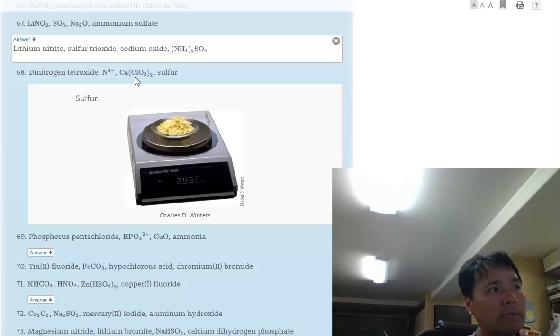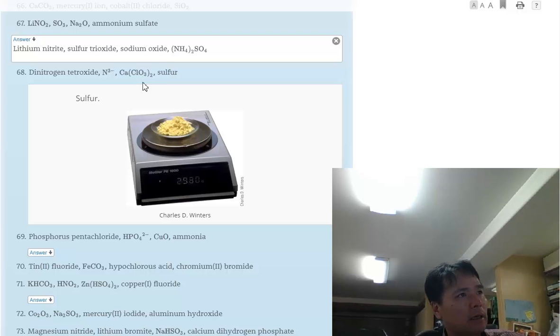Okay, with the carbonate, there's the CO3 2 minus, and then we have the fluorate, FO3 minus, and then chlorate, ClO3. So this would be chlorate here, and a calcium chlorate at that. And then sulfur. Yellow sulfur is S8, but a lot of people just use the empirical formula, which would be just S for that. So either S8 or S.